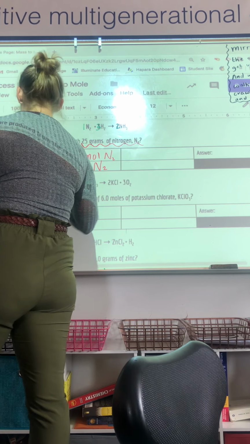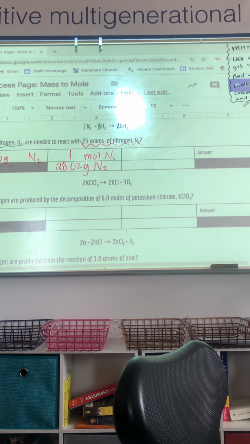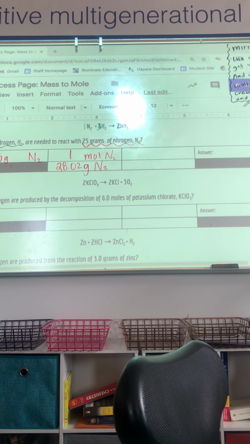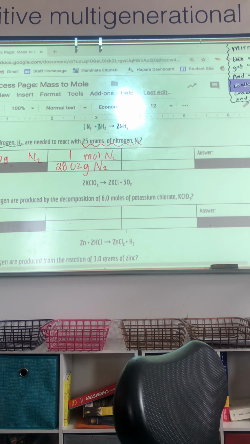Okay, so what are the questions here? What are the questions that you have about how I got 28.02 or how this got set up so far? Why'd you put the mole on the top? Because what did we need to cancel out? The grams so it could go to mole. Right? So molar mass is a ratio. Okay, so I have 28.02 grams per 1 mole.